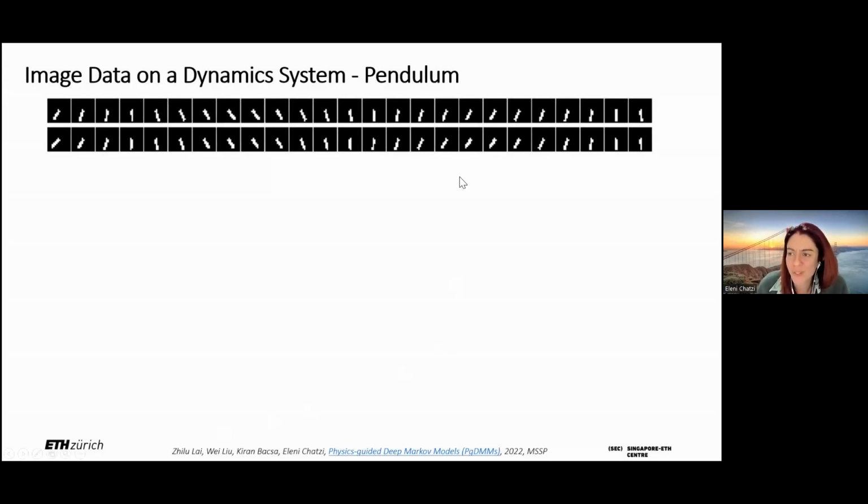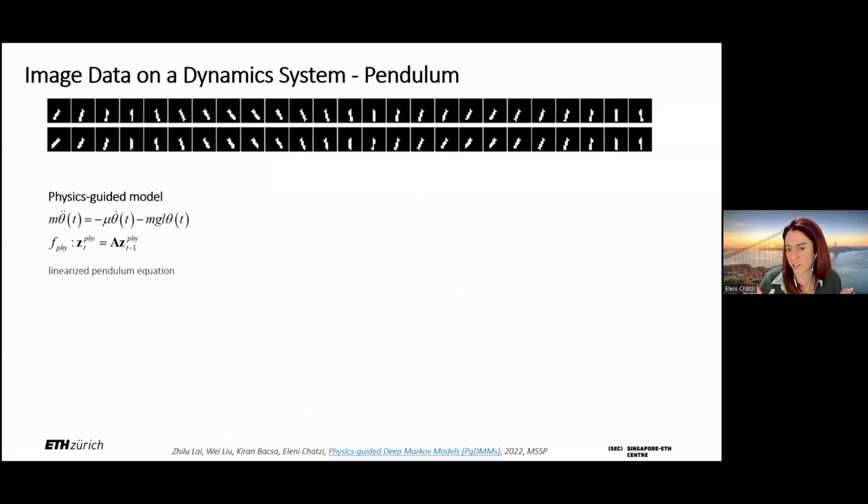So here I'm showing you the example of a pendulum system. It's a nonlinear dynamic system where the observations that we have from the system are in the form of images from a video. And here's the principle of what I tried to explain before. We fuse a physics-guided model, which is just an approximation of the real nonlinear system. Here it's a linearized equation. This is how we force the latent space to evolve. And what we're observing is actually just video data.